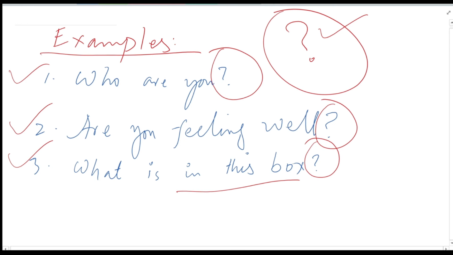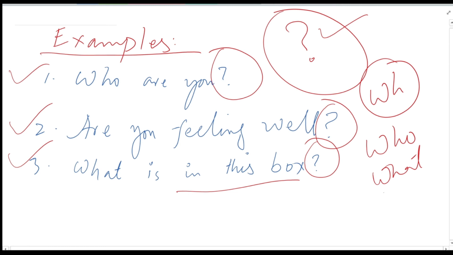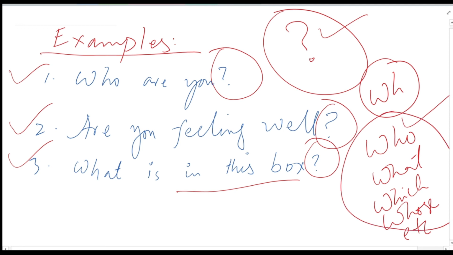So simply all the questions either they start with WH words. WH words like it can be who, what, which, whose, etc. So any sentence that starts with WH words or other words and they must end on this sign of question or question mark, that is the example of interrogative sentence.